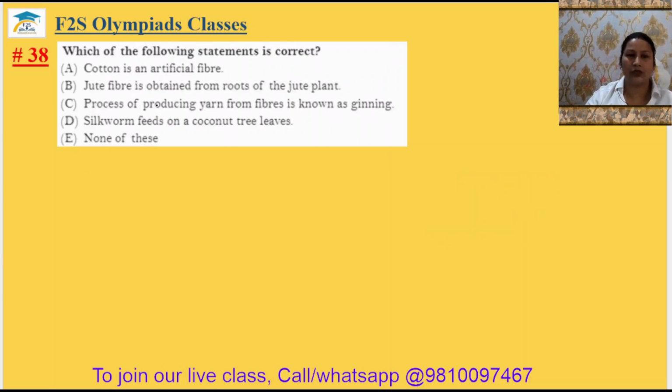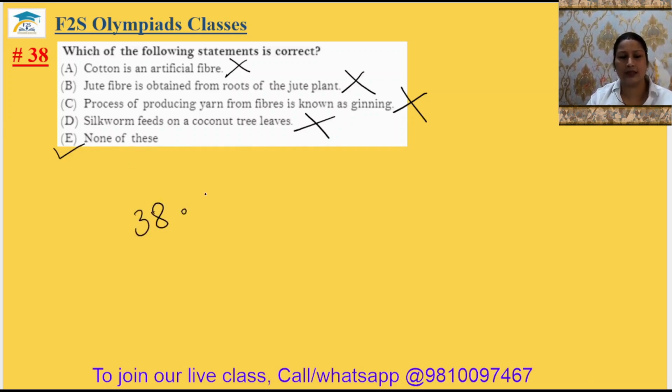Question number 38. Which of the following statements is correct? Cotton is an artificial fiber. Wrong. Jute fiber is obtained from the roots of the jute plant. No. Stem of the jute plant. Process of producing yarn from fiber is known as ginning. No. Removal of the seed from the cotton is known as ginning. Silkworm feeds on coconut tree leaves. No. They feed on mulberry leaves. So option E will be the correct answer. 38 answer is option E.